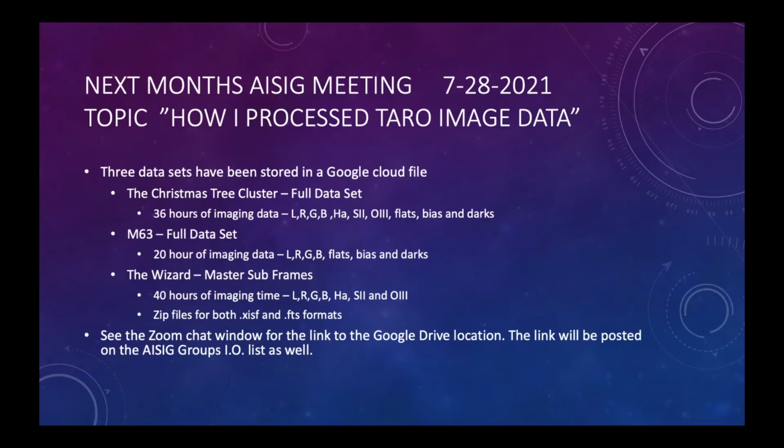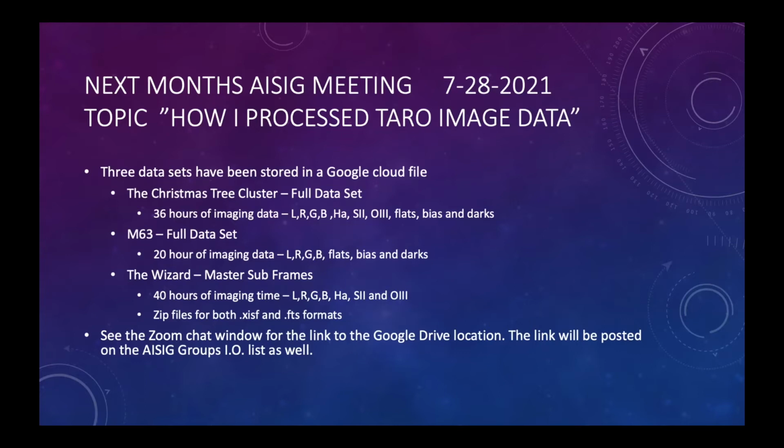The data sets you'll get to select from: there's 36 hours of imaging data, LRGB, HA, S2, O2, and O3, plus flats, biases, and darks for the Christmas tree cluster. This is the same image data set that Stuart Foreman a few months ago had used to create his "how do I process this stuff?" This is an incredibly good amount of data. The signal to noise ratio after we got done collecting it was tremendously good.